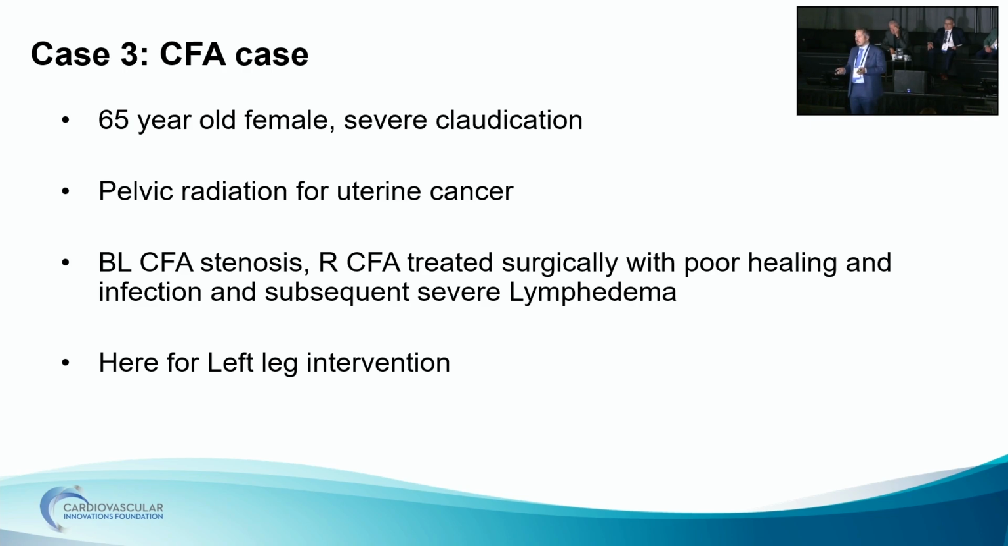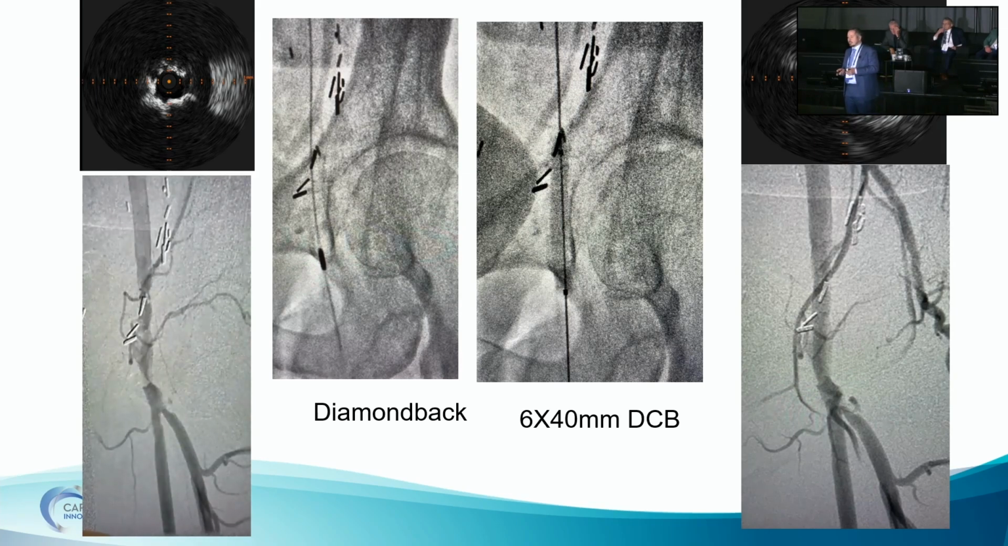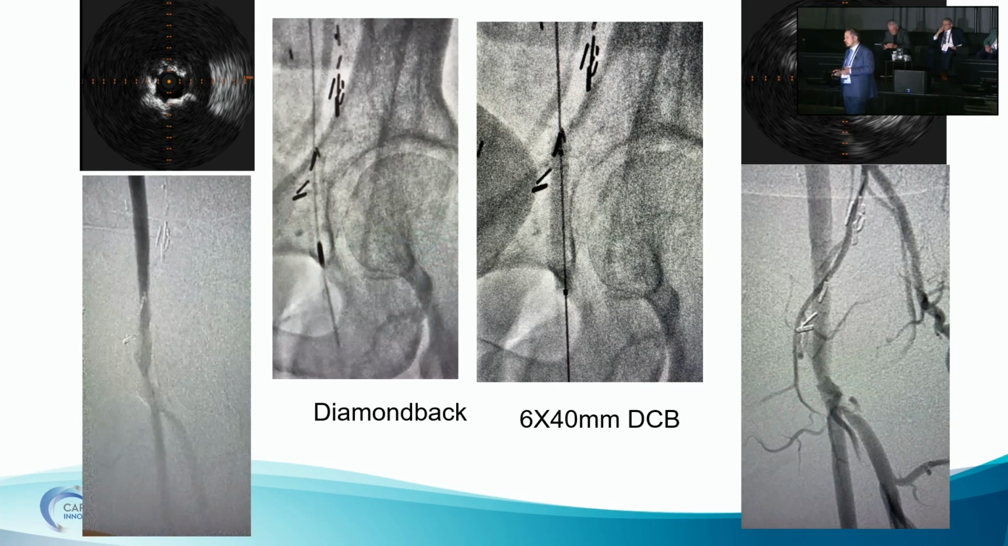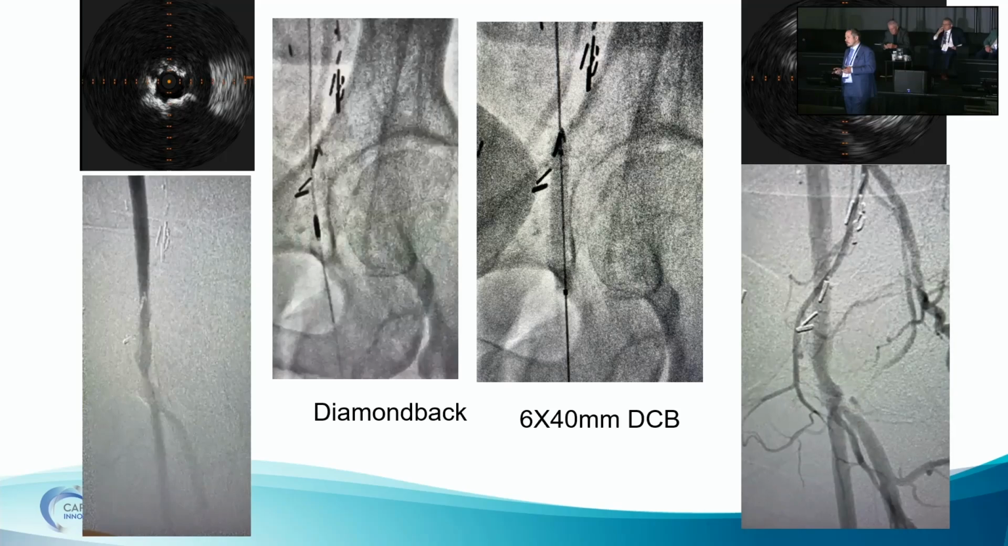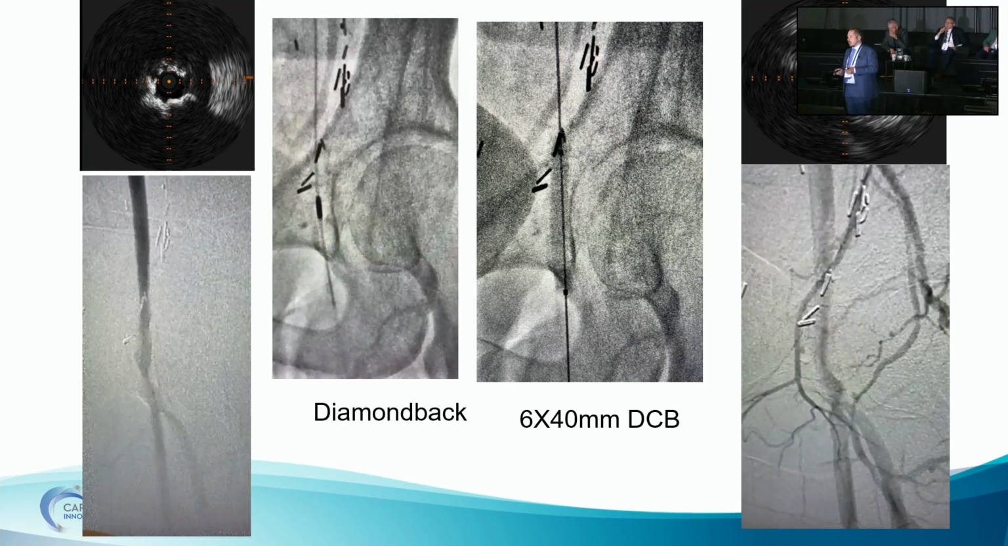If you look at it, we did an angiogram transradially in this patient. Again, I didn't want to access the groin that had just healed. You can see a severely calcified eccentric lesion in the common femoral. You see the IVUS picture up there. We did a Diamondback followed by DCB, and that's our final result. Very important to make sure you protect your profunda.